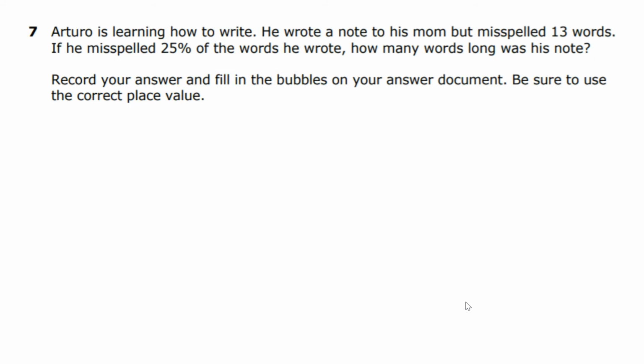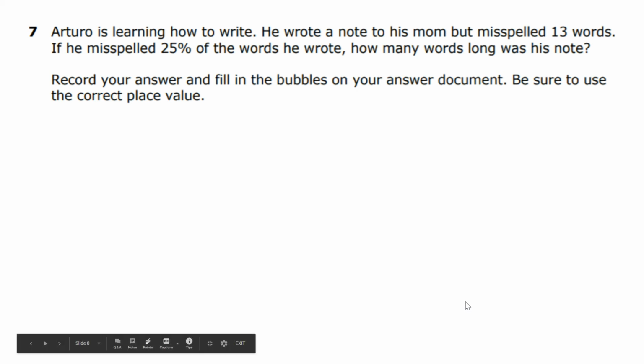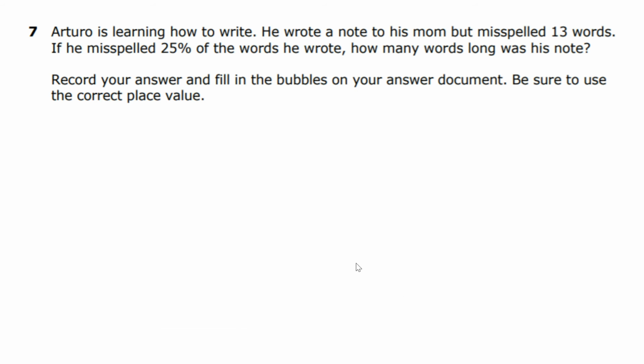Number 7. Arturo is learning how to write. He wrote a note to his mom but misspelled 13 words. If he misspelled 25% of the words he wrote, how many words long was his note? Record your answer and fill in the bubbles on your answer document. Be sure to use the correct place value.